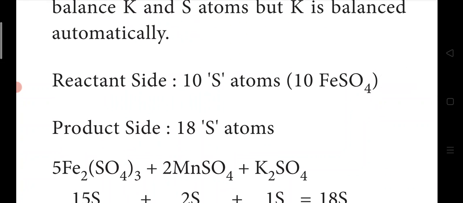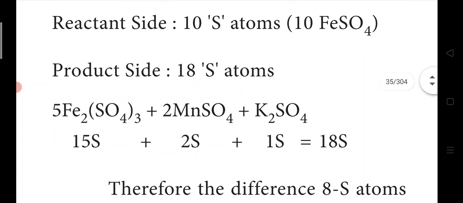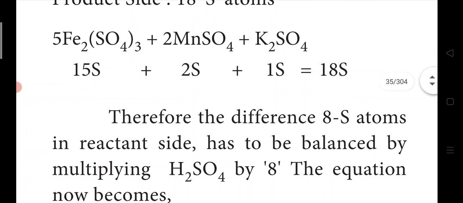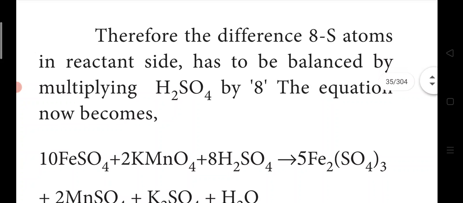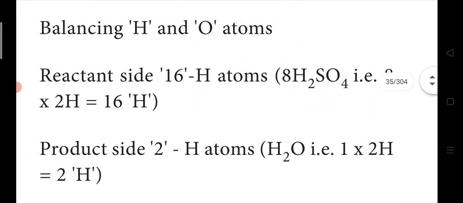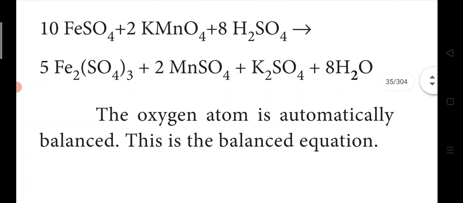First, on the reactant side, we see there are 10 sulfur atoms, which means because of 10 FeSO4 there are 10 sulfur. On the product side, there are 18 sulfur atoms. So what should we do? Accordingly, we have to increase in the reactant side. To get 10 on the reactant side, you have to just put 5 before. So now if we multiply by 5, we will get 10. So therefore, after finding the difference, we will balance hydrogen and oxygen on the reactant side and product side.